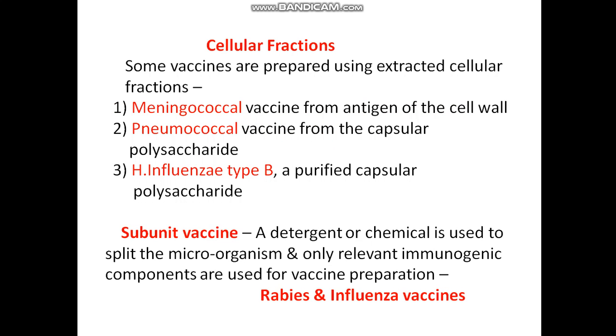Cellular fractions: some vaccines are prepared from extracted cellular fractions, such as meningococcal vaccines from cell wall, pneumococcal from capsular polysaccharide, and H. influenzae type B from purified capsular polysaccharide. There are subunit vaccines, where a detergent or chemical is used to split the microorganism and only relevant immunogenic components are used in the vaccine preparation, such as rabies and influenza vaccines.